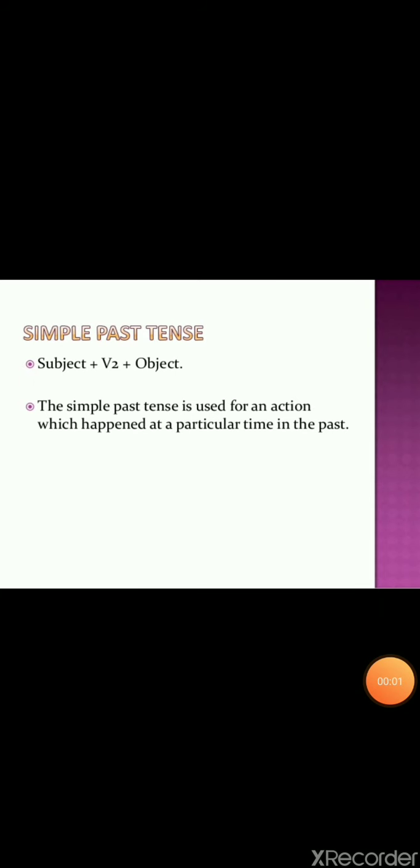Let us talk about simple past tense in detail, with the structure of the sentence and the rules, according to the grammatical pattern. So first of all, the simple past tense: subject plus V2. V2 means the second form of the verb we are using here, plus object.